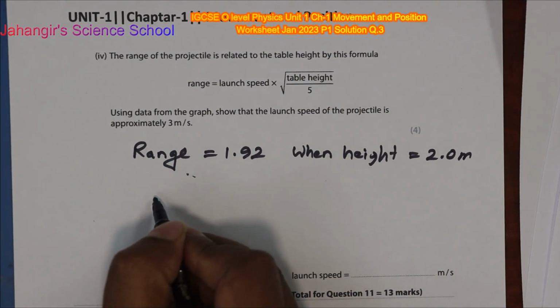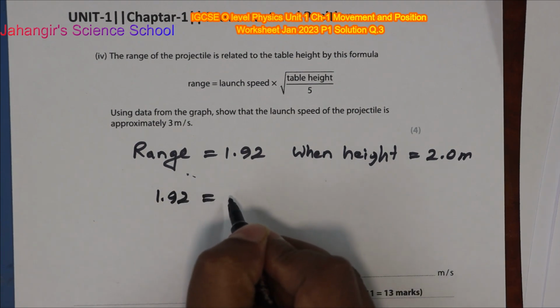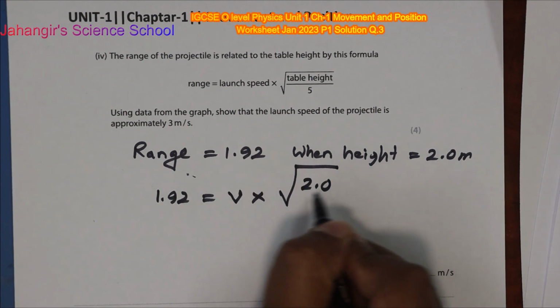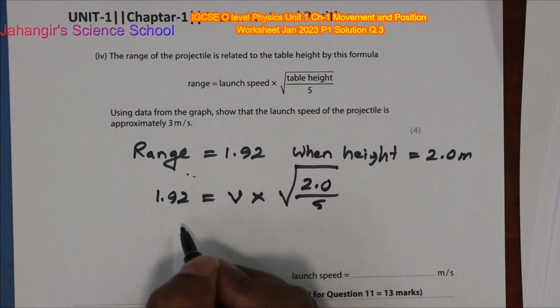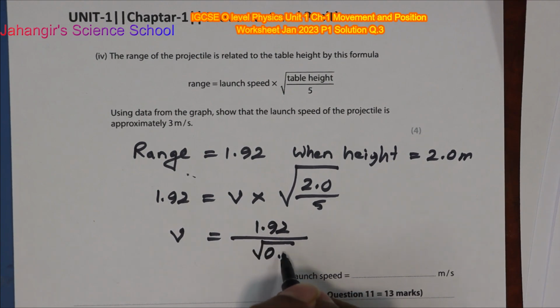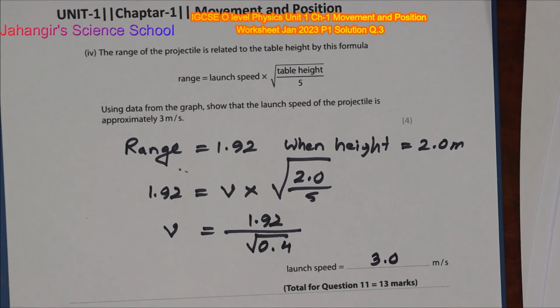By using the above formula, 1.92 equals launch speed v times the square root of 2 divided by 5. So launch speed v equals 1.92 divided by the square root of 0.4. So the launch speed is about 3 meters per second. The launch speed of the projectile is approximately 3 meters per second.